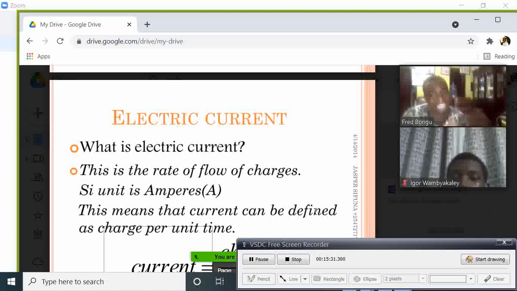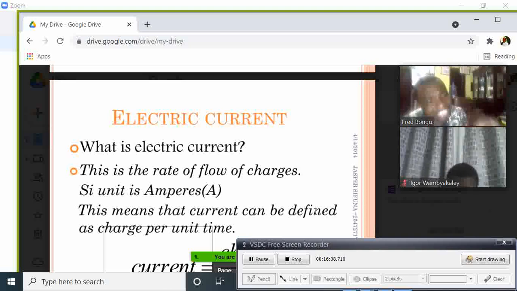So a charged atom, when these electrons flow, we can as well say that charges are flowing because these electrons are charged. So current is the flow of electrons, which can also be said to be the flow of charges. Now these charges were invented by a guy called Coulomb. The SI unit of charge is named after this guy Coulomb. So we say the SI unit for charges is coulombs.